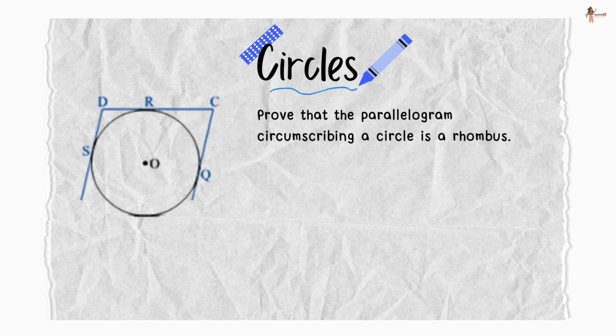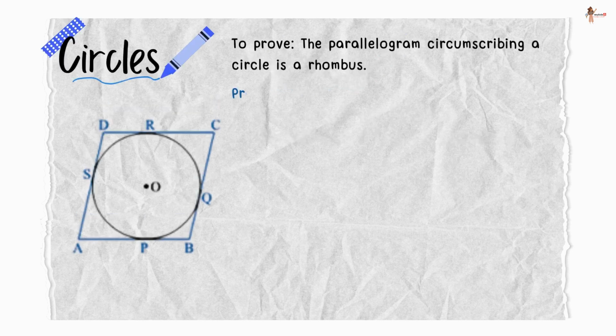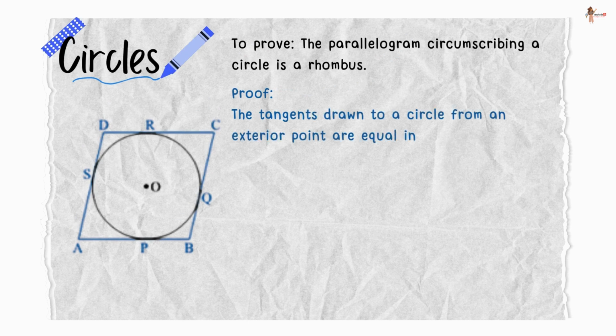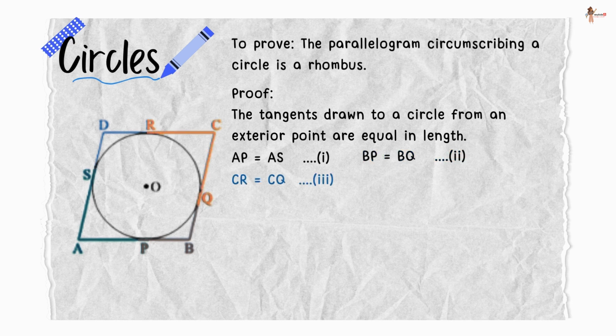Prove that the parallelogram circumscribing a circle is a rhombus. The tangents drawn to a circle from an exterior point are equal in length. Therefore, AP is equal to AS, BP is equal to BQ, CR is equal to CQ, and DR is equal to DS.